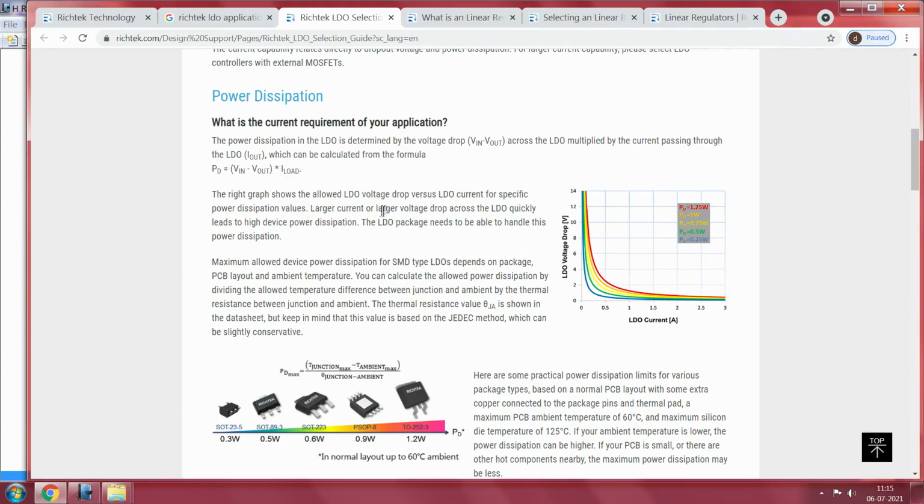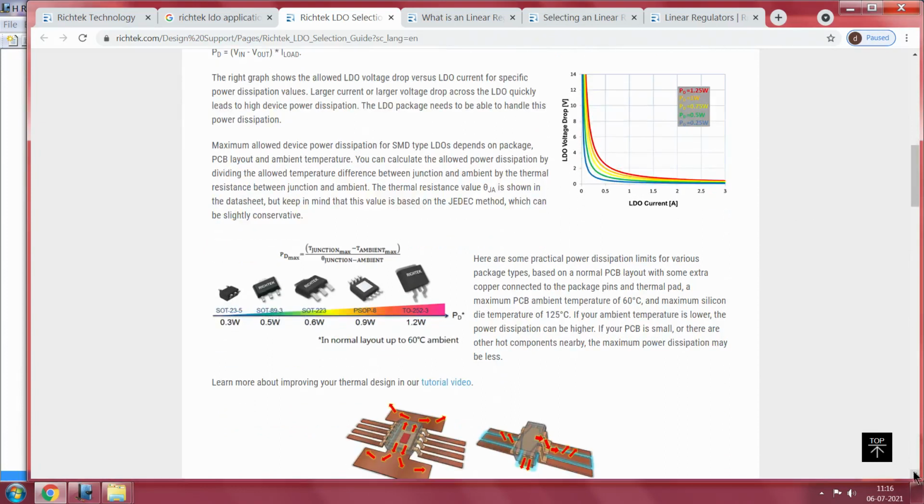The right graph shows LDO voltage drop versus LDO load current for specific power dissipation values. Larger current or larger voltage drop across the LDO quickly leads to high power dissipation. Either you draw high current or you have larger voltage drop, it will increase the power dissipation across the LDO. Now if the power dissipation across the LDO is definitely going to be high, then choose your package accordingly.